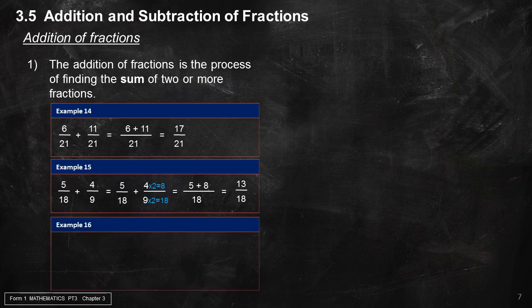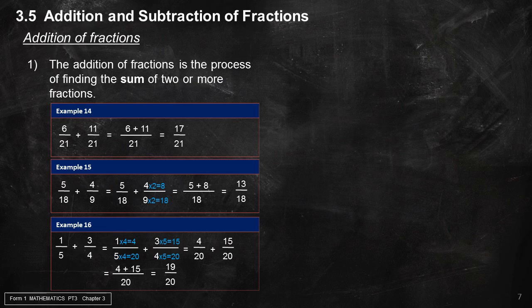Example 16. 1 over 5 plus 3 over 4 equals upscale both 1 over 5 and 3 over 4. After that, we can add the fractions with the same denominators. 4 plus 15 over 20 equals 19 over 20.